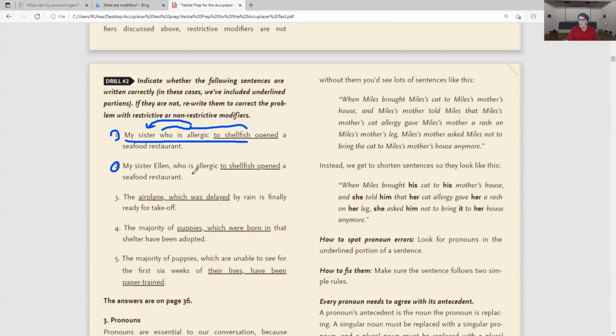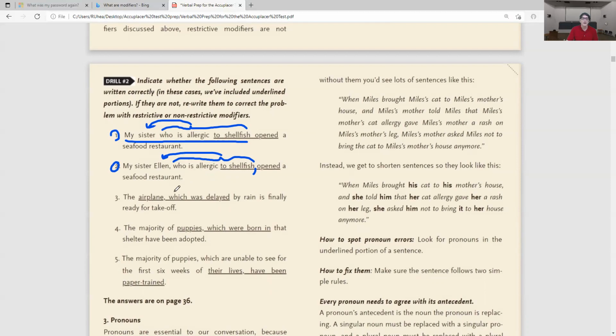The way to understand that sentence must be that Ellen, who is allergic to shellfish, opened a seafood restaurant, as a comment. So really, who is allergic to shellfish is a comment about Ellen. It's not essential to identify who Ellen is. It says, my sister Ellen, comment, who is allergic to shellfish, opened a seafood restaurant.